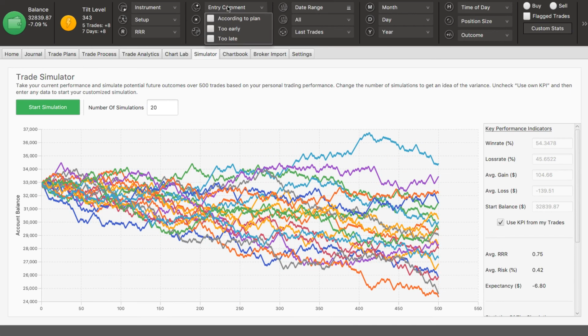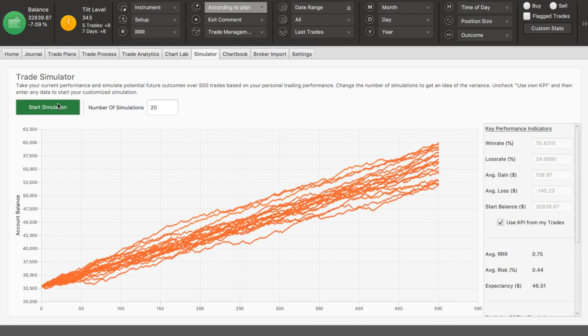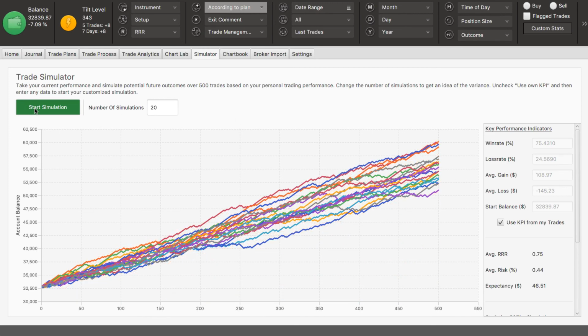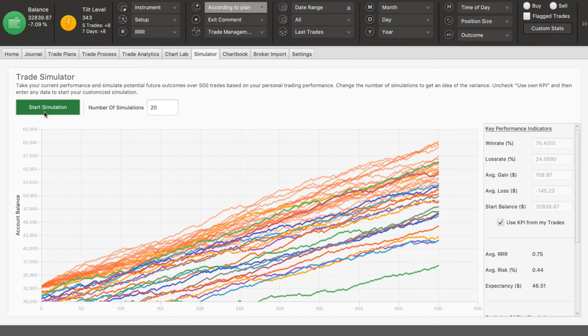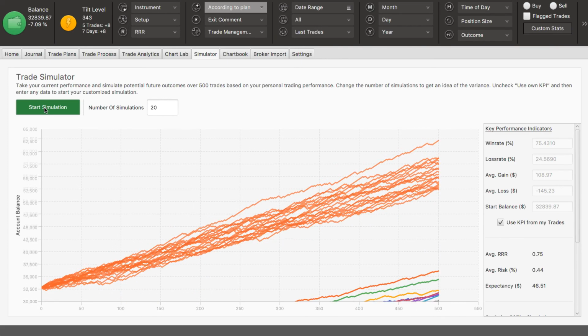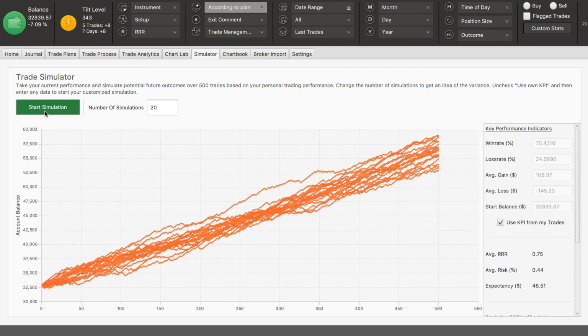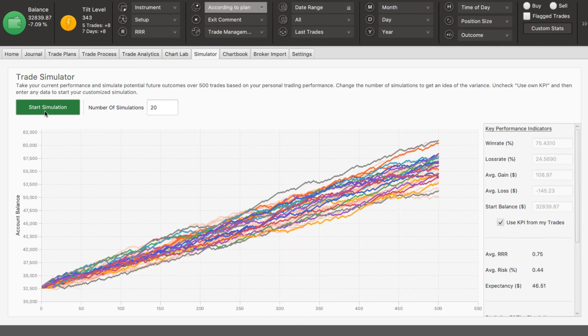But again, let's just filter out the trades that are too early and too late. Let's just look at the trades where he trades according to his plan. Let's tick that again, and now let's take a new simulation. And you can see now, first of all, the graphs are much, much closer together. Also, just as important, the simulation graphs point in the right direction. Now, you won't even find one simulation, no matter how often I repeat this, that shows a negative performance.